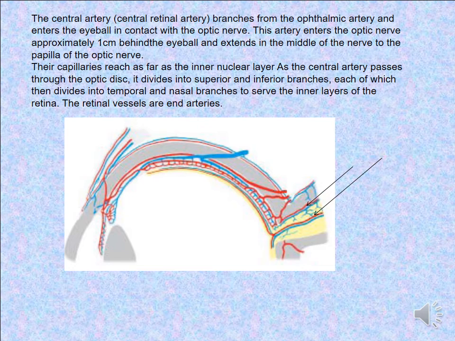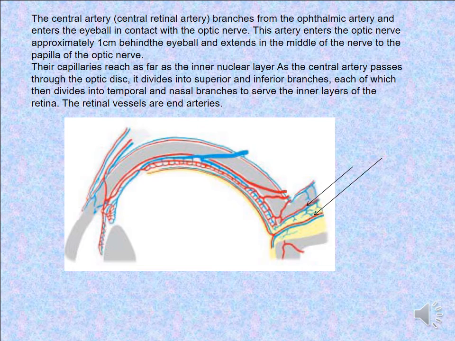Their capillaries reach as far as the inner nuclear layer. As the central artery passes through the optic disc, it divides into superior and inferior branches, each of which then divides into temporal and nasal branches to serve the inner layer of the retina. The retinal vessel and artery.